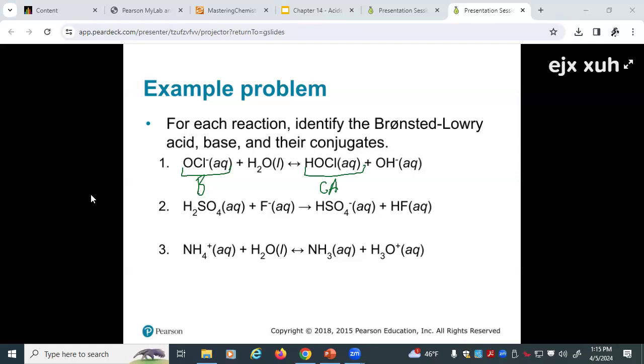I can look also and see that I have water and hydroxide. This is a conjugate pair. Water, in turning into hydroxide, gave away a hydrogen. So that's acid behavior, which makes the hydroxide a conjugate base.